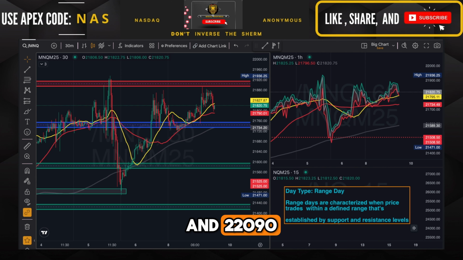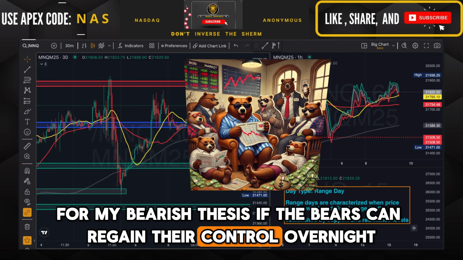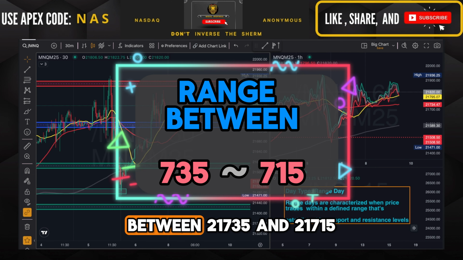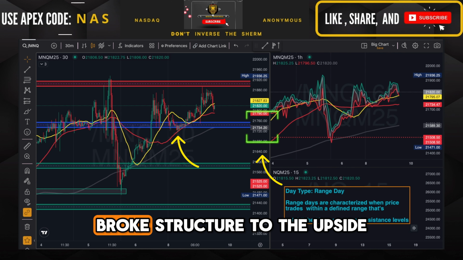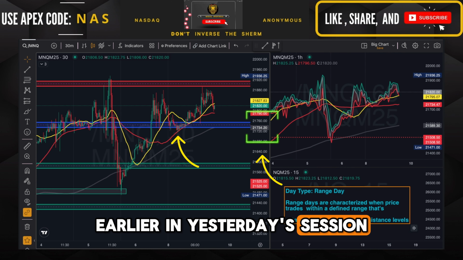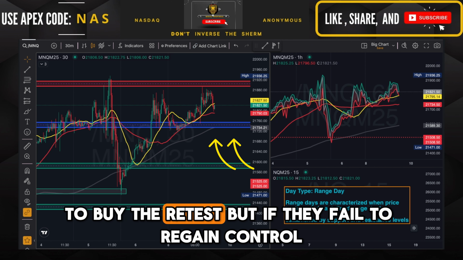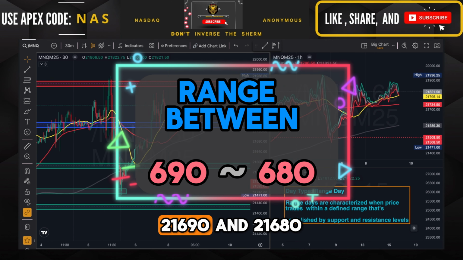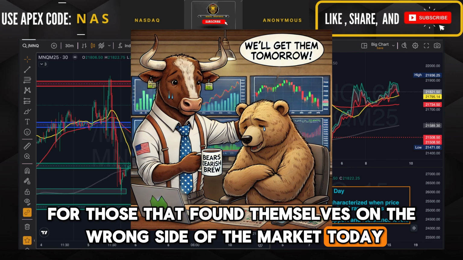But if they fail to regain control, then I'll be watching the reaction when price trades within a range between 2270 and 2290. However, for my bearish thesis, if the bears can regain their control overnight, then I'll be watching the reaction when price trades within a range between 735 and 715. Because this is the range where the bulls broke structure to the upside earlier in yesterday's session, and I do expect for passive buy orders to be resting around this area to buy the retest. But if they fail to regain control, then I'll be watching the reaction when price trades within a range between 690 and 680.